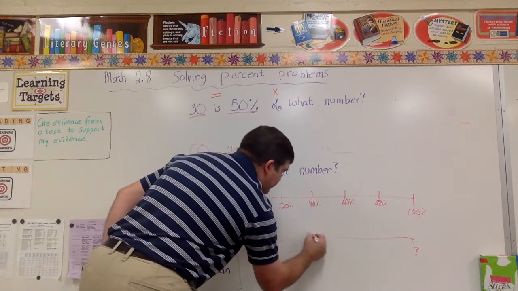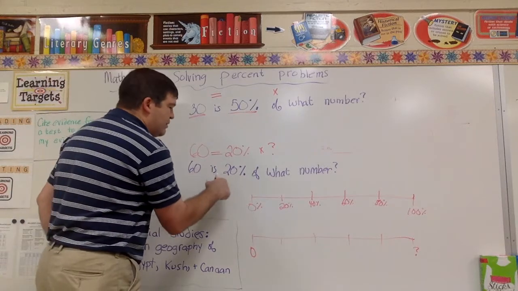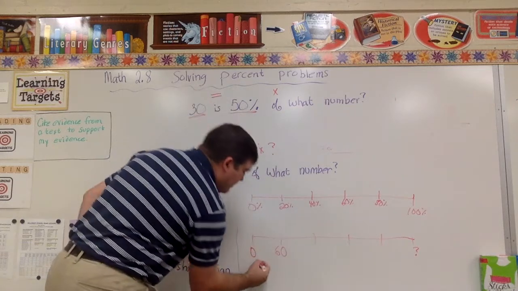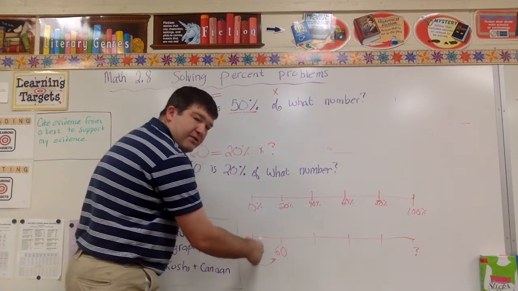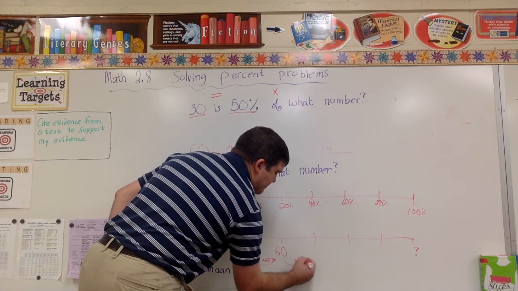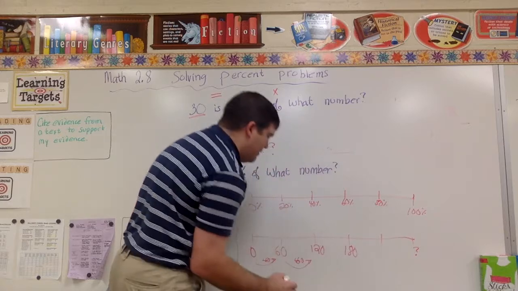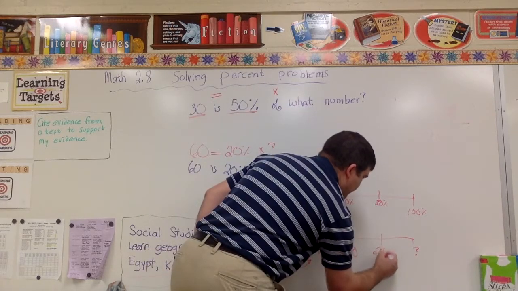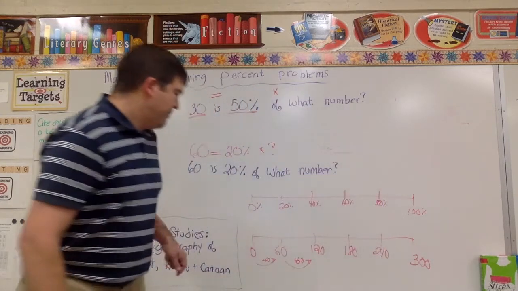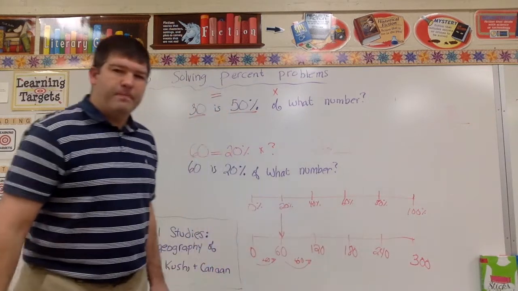Now I'm just going to put my line here for the numbers. The problem tells me I know one number. 60 is 20%. So 20% is 60. Now I just go, what did I do to get from 0 to 60? Plus 60. So plus 60. That's going to get me 120. That's going to get me 180. Another 60 is 240. Another 60 is 300. You see how I knew this one? Then I was able to figure out the rest of them.